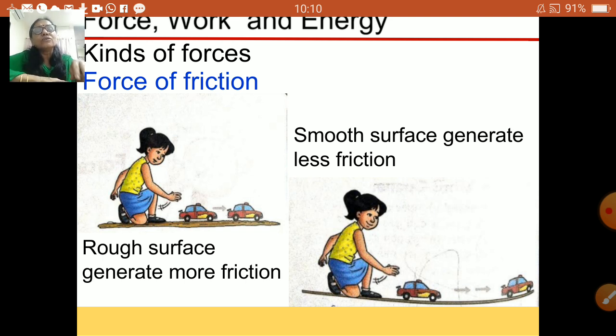So here also the force of friction is there. Because of the force of friction, the car has stopped, but it is less than the force of friction which acts on the rough surface. Understood? On the smooth surface, the friction is less, so the toy car goes a longer distance. And this force of friction is very important for our daily life.